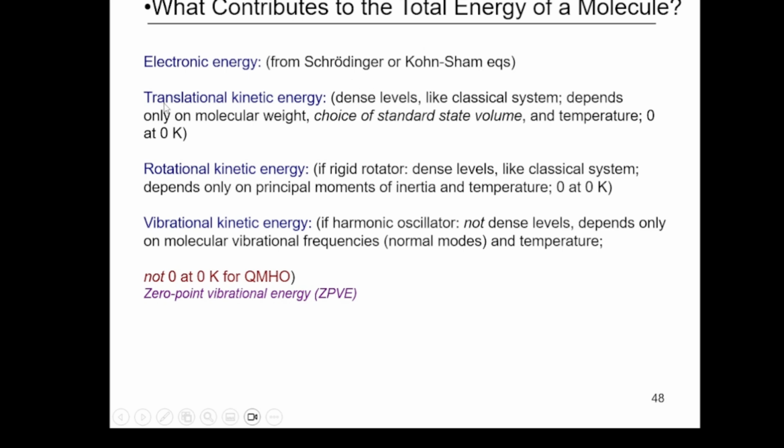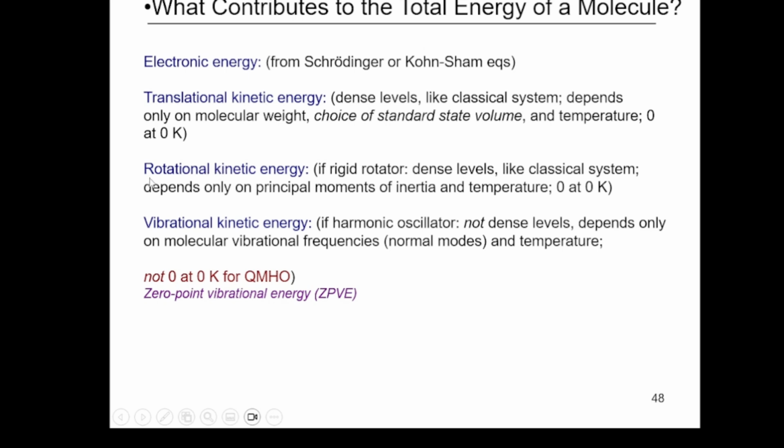Whereas the translational kinetic energy comes from the movement of the molecule. It depends only on molecular weight, choice of standard state, volume, and temperature, and it will be 0 at 0 Kelvin. So at 0 Kelvin, you don't need to worry about the translational kinetic energy. But if you are talking about a system at room temperature, or a temperature other than 0 Kelvin, you have some contribution from translational kinetic energy. These are dense levels, just like a classical system.